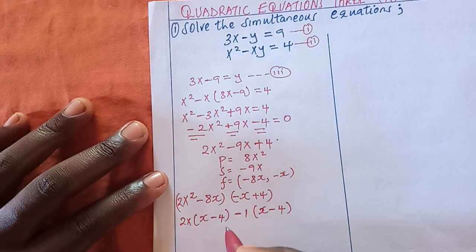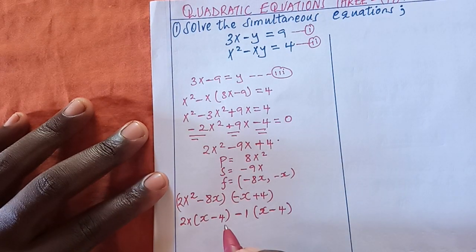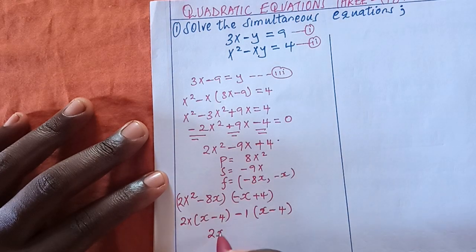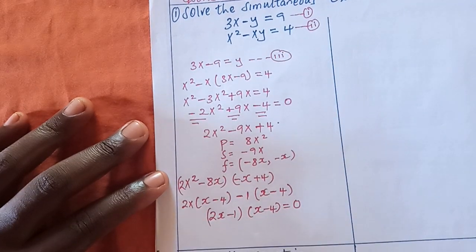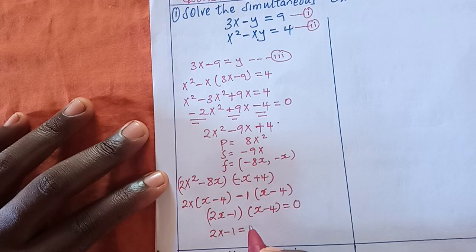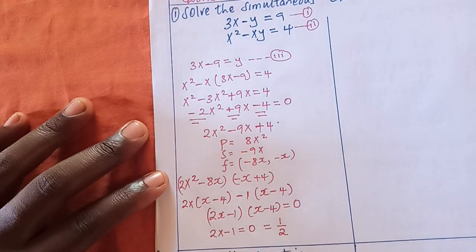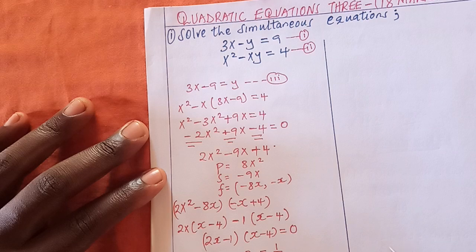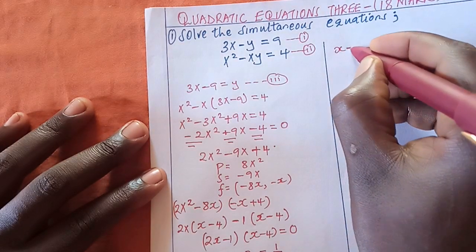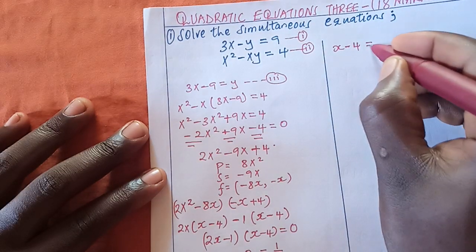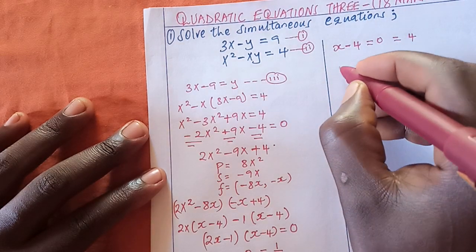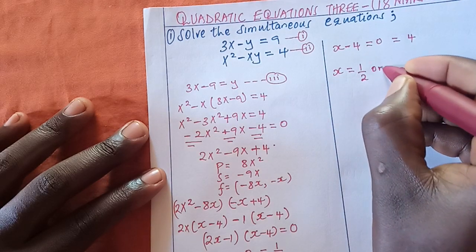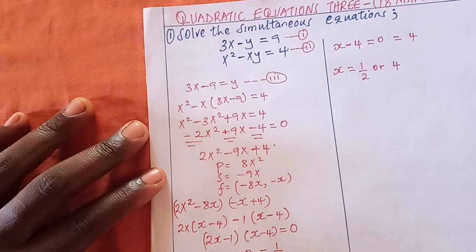We have the two brackets being equal. So we're going to take 1 and say 2x minus 1, you multiply by x minus 4. This must give us 0. So 2x minus 1 is equals to 0. We end up getting our x as positive a half. The next thing is x minus 4 is equals to 0. So our x is going to be positive 4. So the two values for x are x is equals to a half or positive 4.